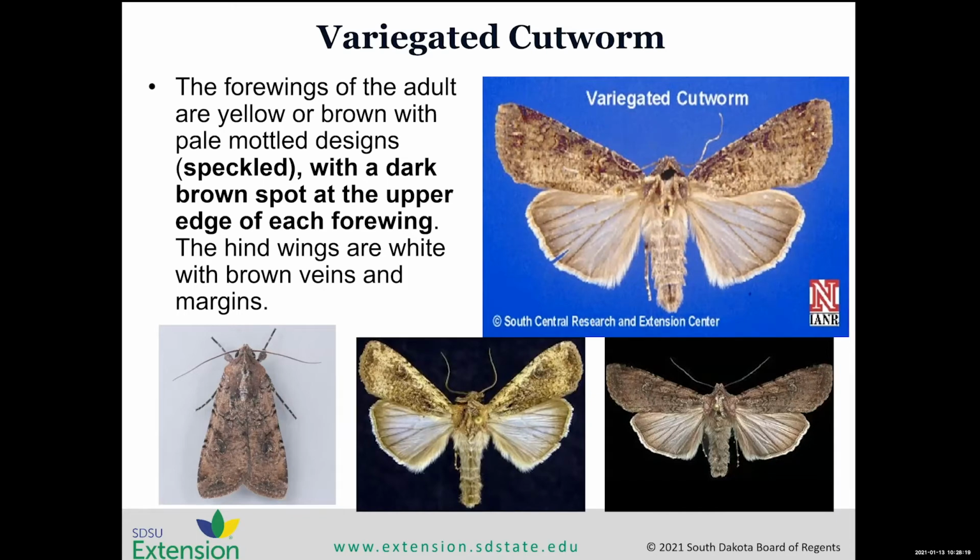Again, the adult looks pretty similar to all your other corn pests. The forewings of the adult are yellow or brown with pale mottled design speckled, with a dark brown spot on the upper edge of each forewing. That dark spot, I don't know if my mouse shows up, but it's towards the middle of that wing, kind of looks like a bean shape. You can kind of see it on every picture. The hind wings are white with brown veins and margins, and again, most of these moths have those white hind wings.